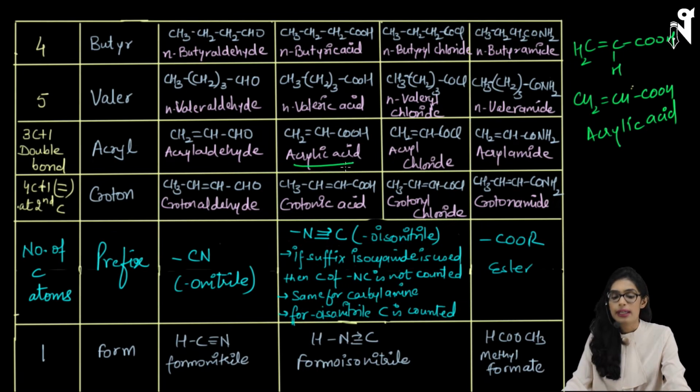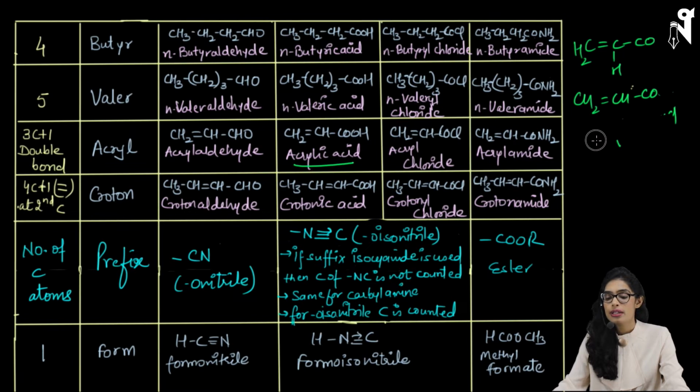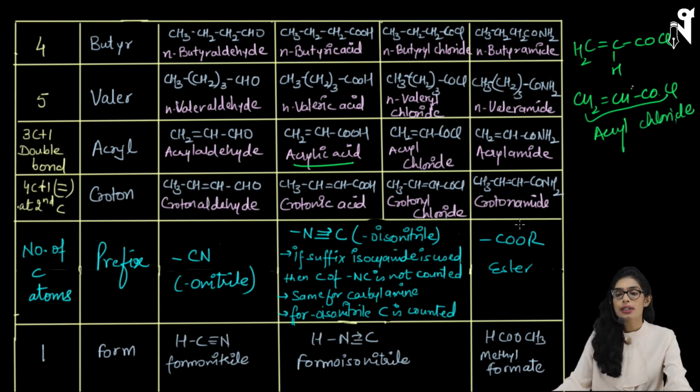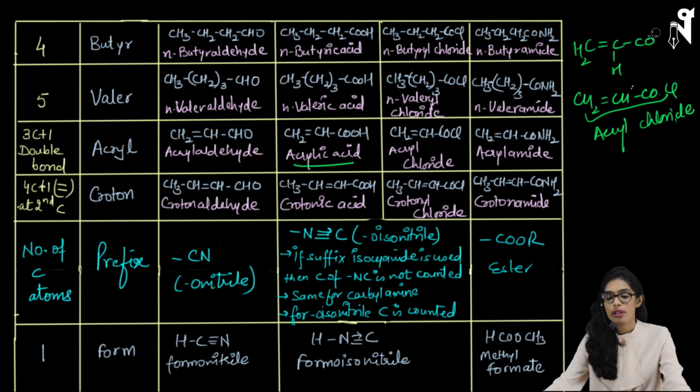Look at it, acrylic acid. Similarly, I can make a small change over here when I have to make an acyl chloride, and then this will become COCl, and then the chain will be this, and it will be called acryl chloride. Similarly, I can make an amide of it. I can just remove the OH from here and put an NH2. Okay, and this will be called acrylamide.